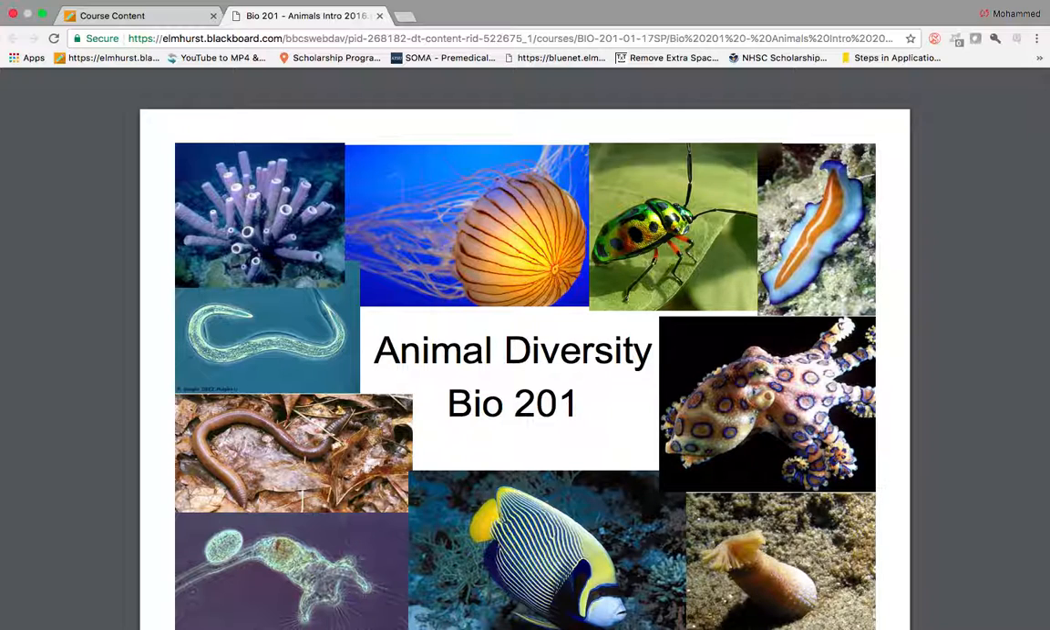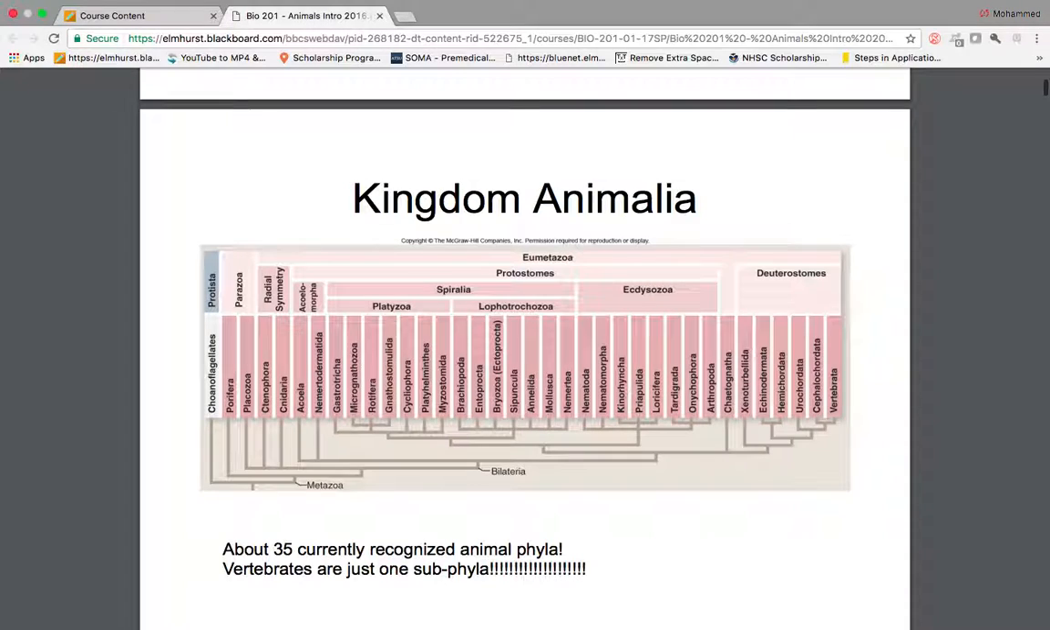In fact, vertebrates are not even a phylum. If you look at the diversity of life in terms of animals, vertebrates are a subphylum. They're actually a subphylum of a relatively obscure phylum that is not particularly diverse in terms of the number of organisms. So I'll give you an example.